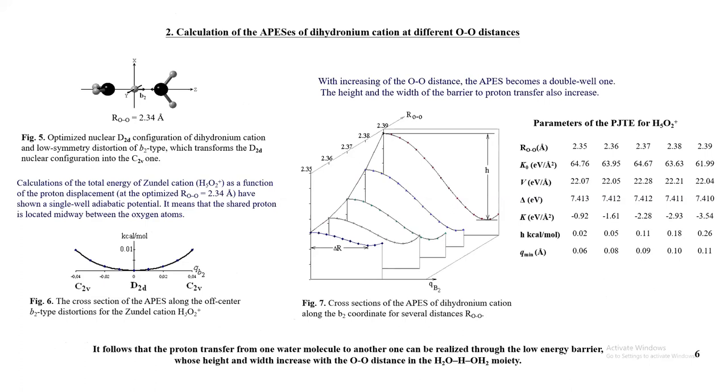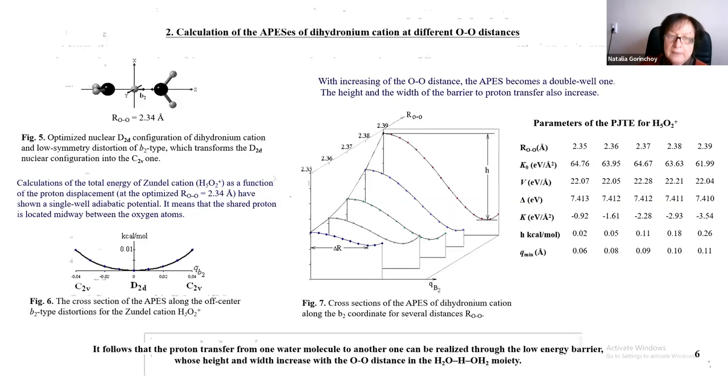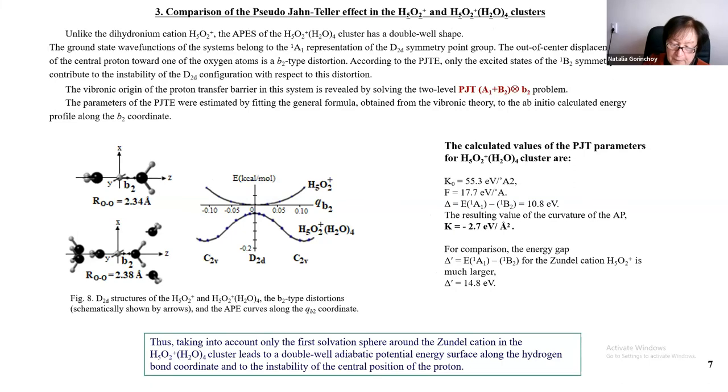Unlike the dihydronium cation, however, calculations of potential energies for increased OO distances show that the adiabatic potential becomes a double well one, and the height and width of the proton transfer barrier also increase. The cluster in which the Zundel cation is surrounded by four water molecules has a double well shape.